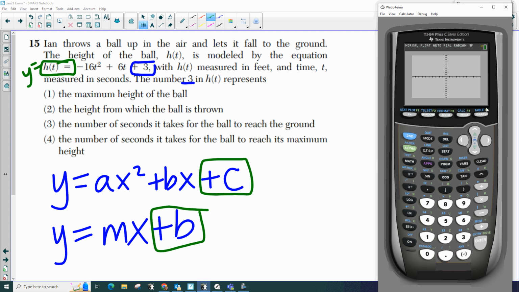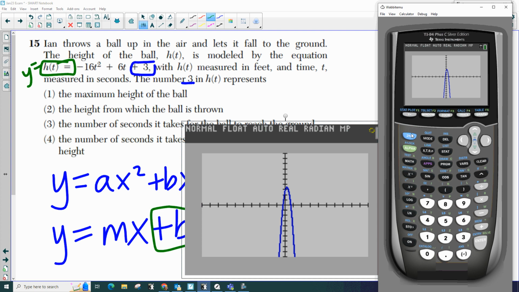Take a look at the graph. There it is. It's kind of small, but I'm going to bring that over. You can also take a look at the table. And since this is a real life situation, remember the x or the t is the time. Negative time doesn't make sense. We're going to start at time of 0. So I'm going to bring that down a little bit.